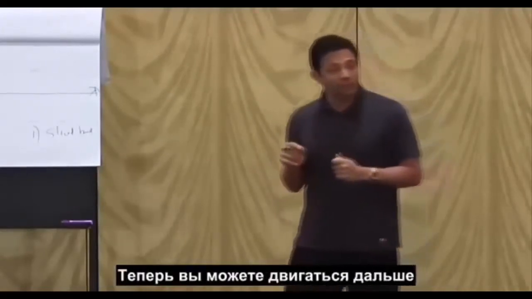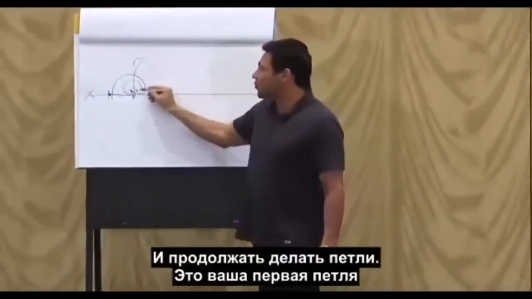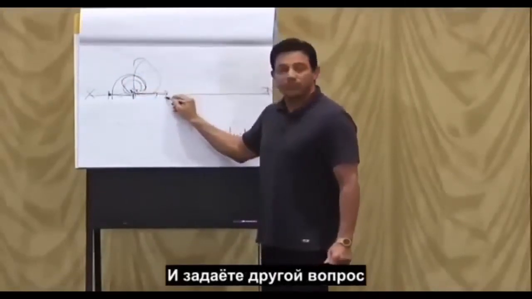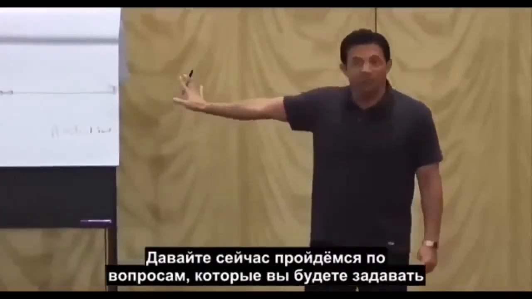Now you can move forward and continue the loop. So that's your first loop, right? Then you would move forward and ask him another question. That's going to start cutting through his buying beliefs about you. And I'll stop here right now. We're going to pick this up after.